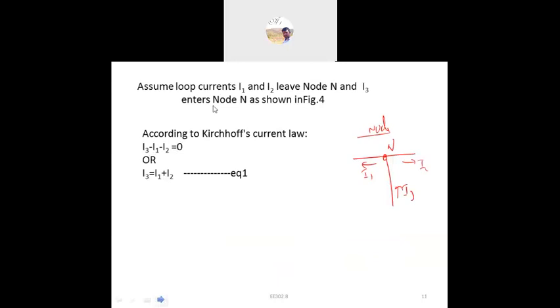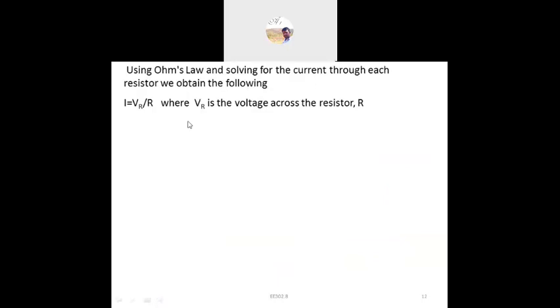And here, the Ohm's law. By using Ohm's law we solve the circuit. Then, using Ohm's law and solving for the circuit current through each resistor, we obtain the following: I is equal to VR by R, if we take a resistor, where VR is the voltage across the resistor R.